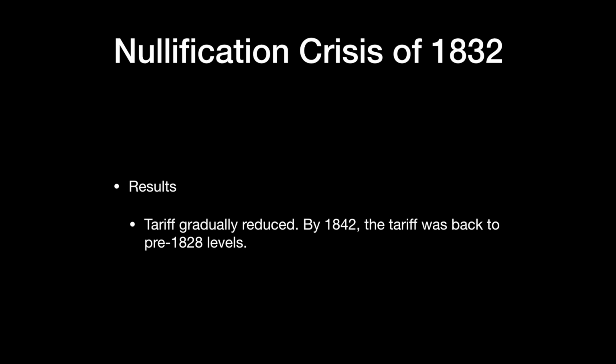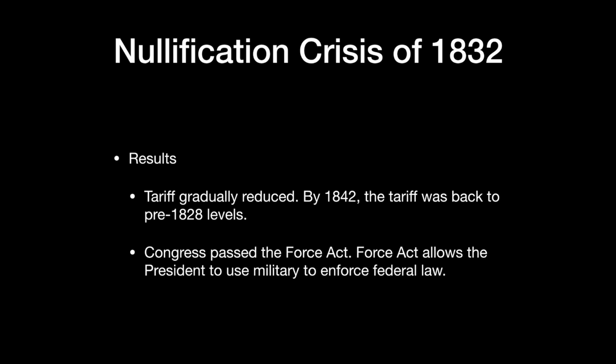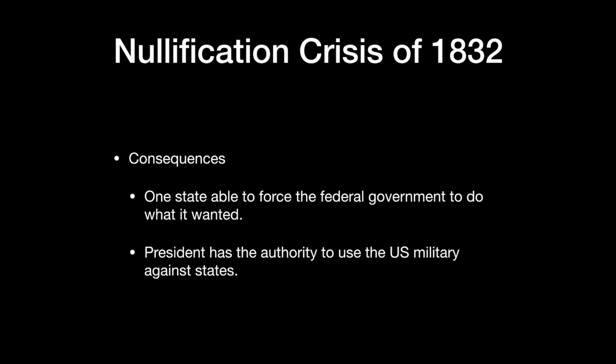South Carolina did eventually back down, but not before they basically got what they wanted. Congress passed a compromise that gradually reduced the tariff over time until 1842, when the tariff went back down to its pre-1828 levels. However, Congress also passed the Force Act, which allowed the president to use military action in order to enforce the laws. The overarching consequences of the nullification crisis was that it showed a state could force Congress into doing what it wanted, while also establishing that the president had the authority to utilize military force against a state.